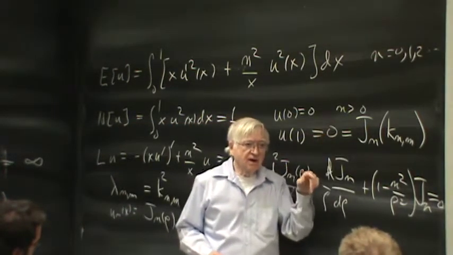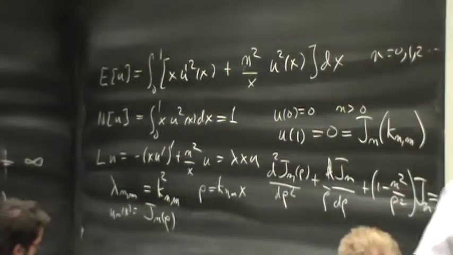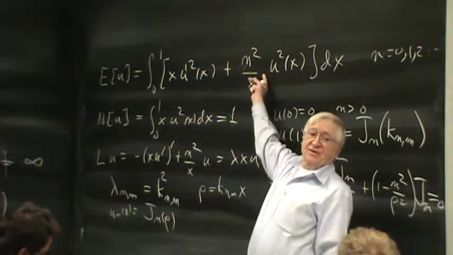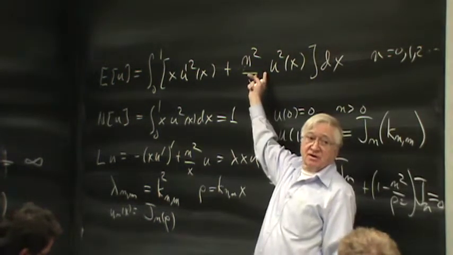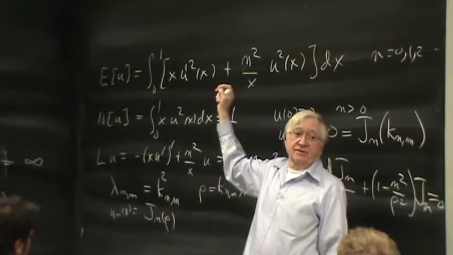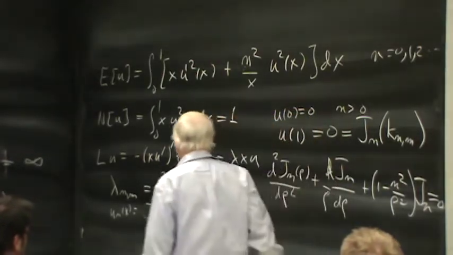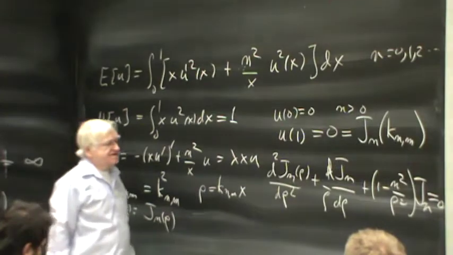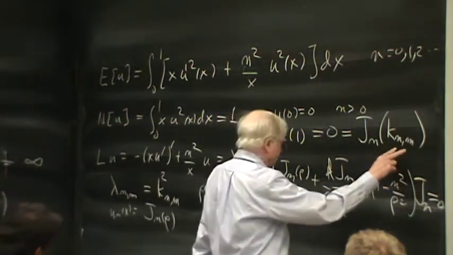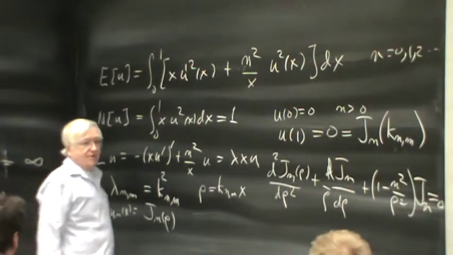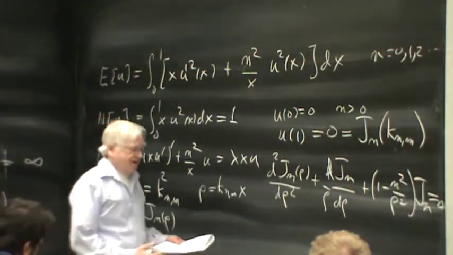Why are there two indices? Why is there an n and an m? Because n characterizes the differential equation. Okay. m characterizes the eigenvalue. And these then are the zeros of the Bessel function, and the eigenvalues are the squares of the zeros of the Bessel function.